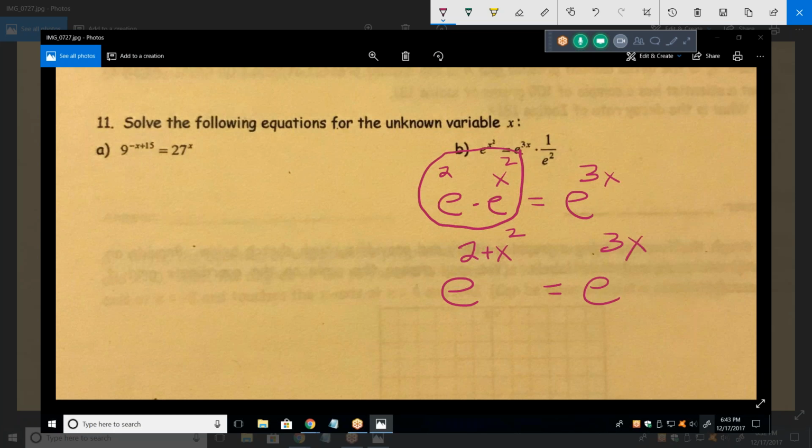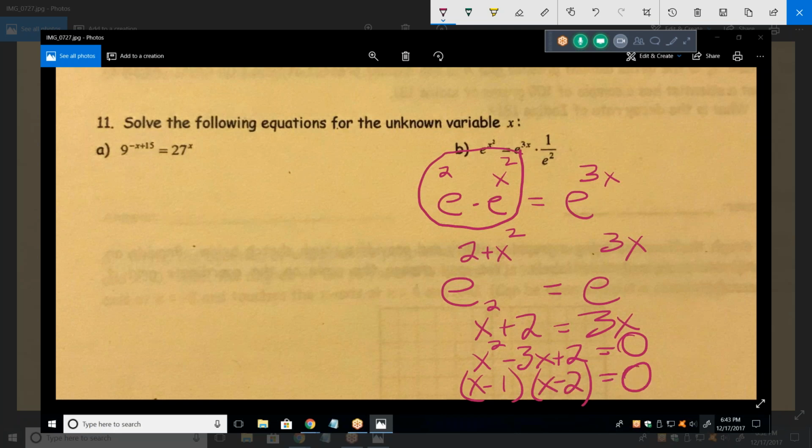Now I have the same base on both sides, different exponents. So what can I say? You set them equal to each other. So I got x squared plus 2 equals 3x. I'm going to rearrange it, and then I have x squared minus 3x plus 2 equals 0. Now what do you do? Factor. Into what? x minus 2 and x minus 1.